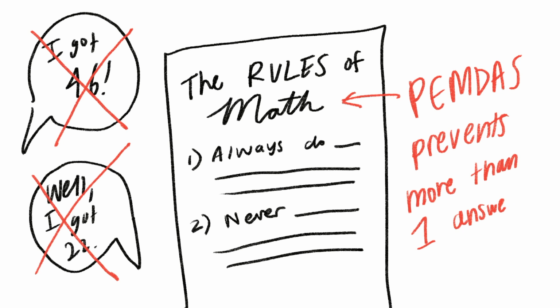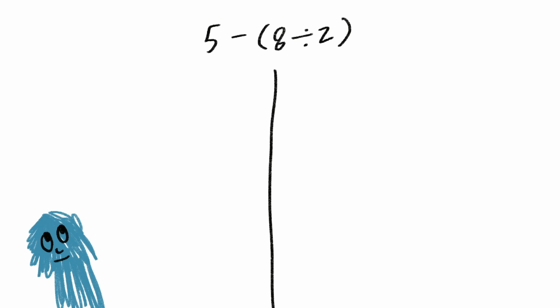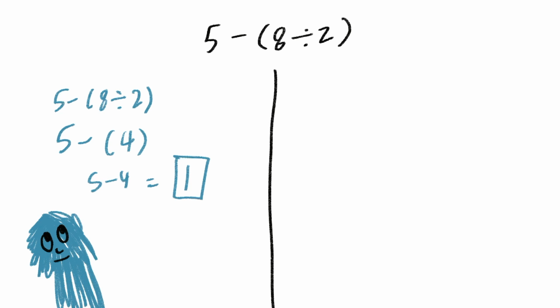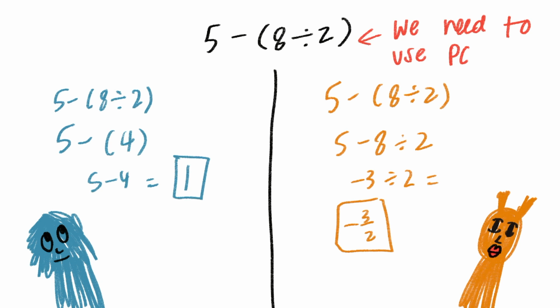What do I mean by this? Well, consider this example. Manny the monster likes division, so he starts with 8 divided by 2, which is 4, and replaces it into the equation to get 5 minus 4, or 1 as his final answer. Ophelia the ogre, on the other hand, doesn't like to make things complicated, and instead starts from left to right, meaning she subtracts 5 minus 8 first to get negative 3, and then divides by 2 to get her final answer of negative 3 over 2. Look at how confusing this is. We got 2 completely different answers from the same expression, so we need a set of rules.